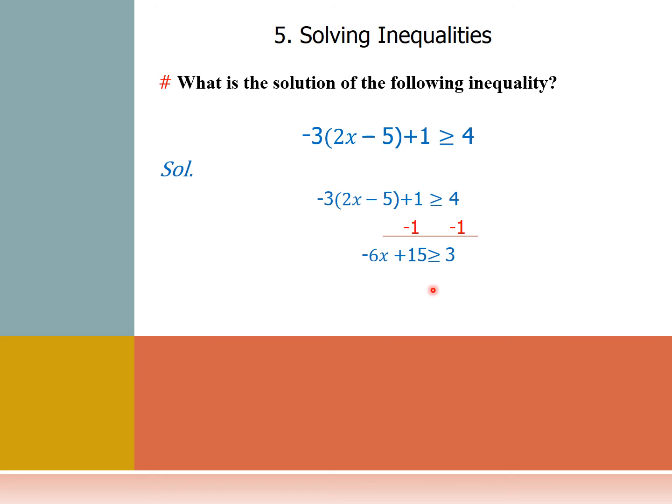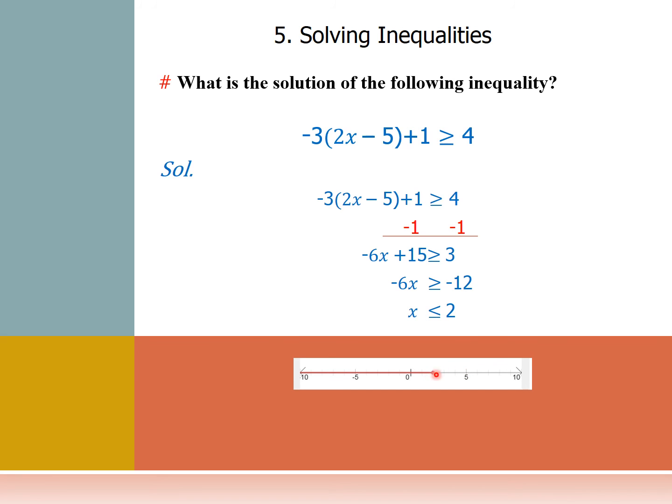Now subtract 15 from each side, and we get negative 6x is greater than or equal to 3 minus 15, which is negative 12. And here we divide by negative 6 on both sides, so we have x is less than or equal to 2. This is the area: x less than or equal to 2, from 2 to the left, to negative infinity.